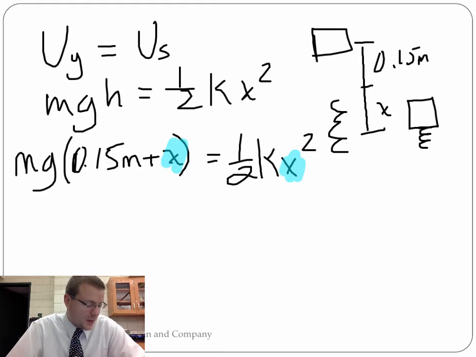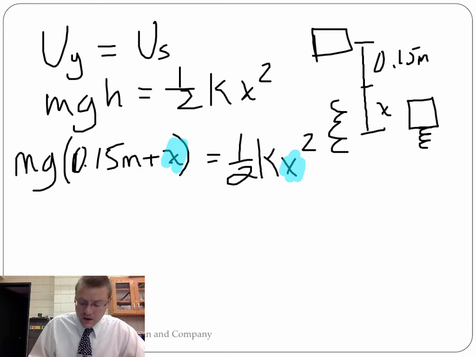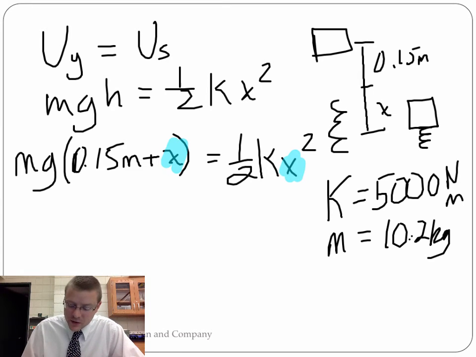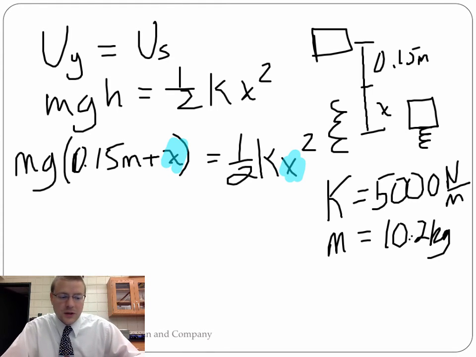So if you set that up, you're going to end up with a quadratic. You're going to have something with x squared, something with x, and a number. So if you go through your quadratic equation, you're going to get two roots. And using the variables that were given to us, our spring constant is 5,000 newtons per meter. Got a mass of 10.2 kilograms, and we know the gravitational field strength. So let's put those values in, and here are the two roots that spit out.